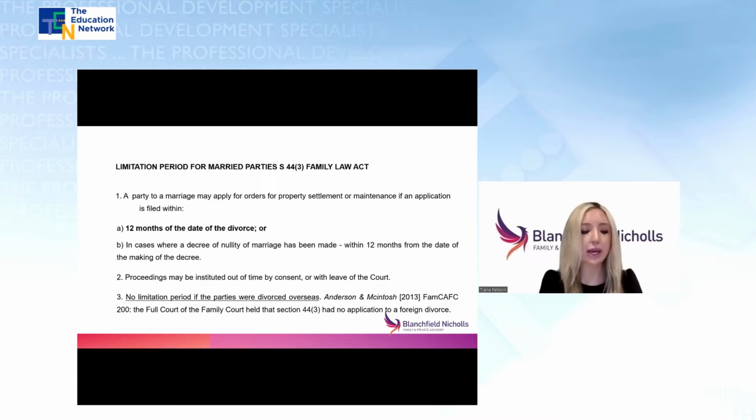In cases where a decree of nullity of marriage has been made, the applicant has 12 months from the date of the making of the decree to initiate proceedings for property settlement and spouse maintenance. Proceedings may be instituted outside of these timeframes, either by consent or with leave of the court.